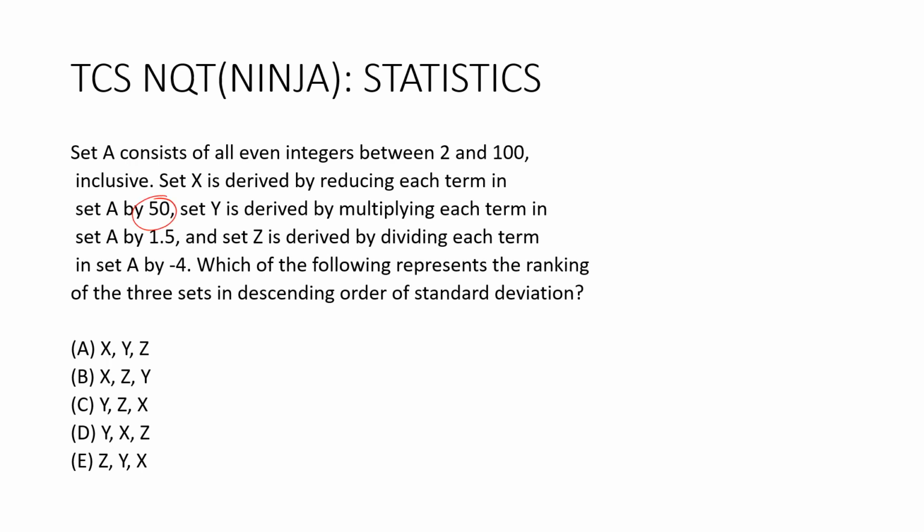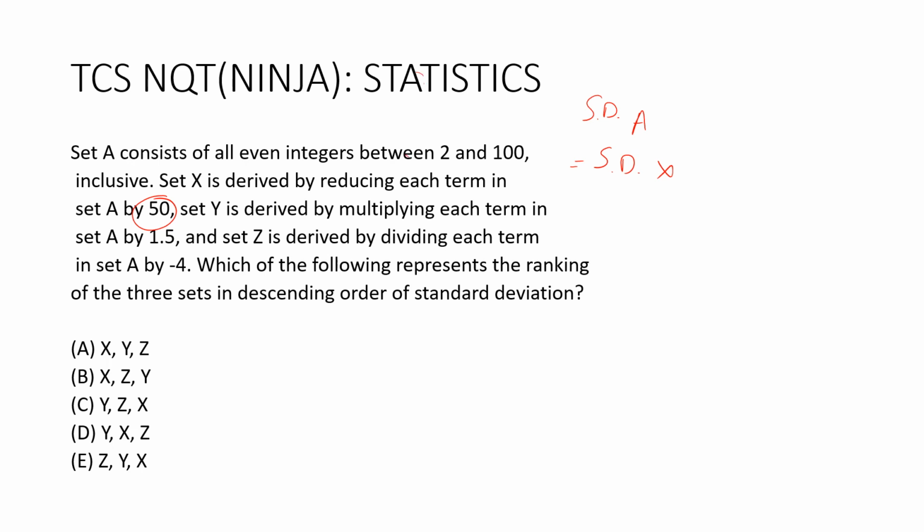Reducing each term by 50 means the standard deviation is not going to change. So whatever the standard deviation for A is, the same would be the standard deviation for X, because the standard deviation is not going to change. Now it says set Y is derived by multiplying each term by 1.5. So when you are multiplying by 1.5, the standard deviation will also get multiplied by 1.5.